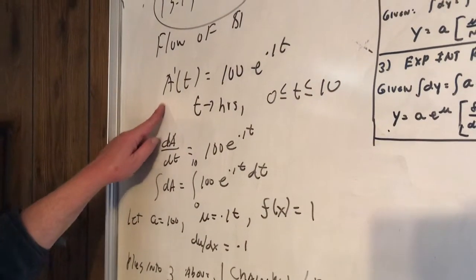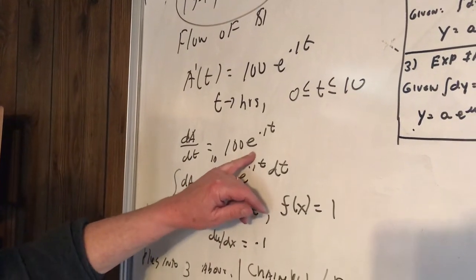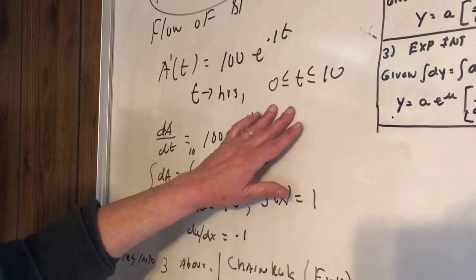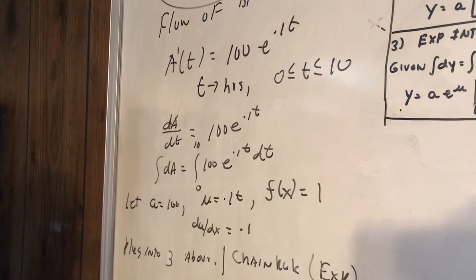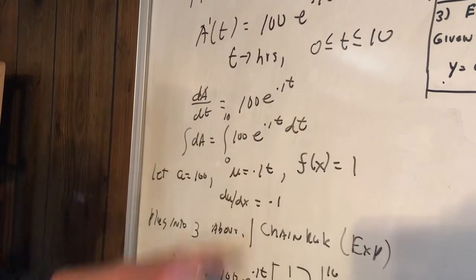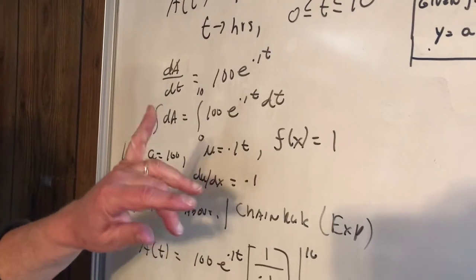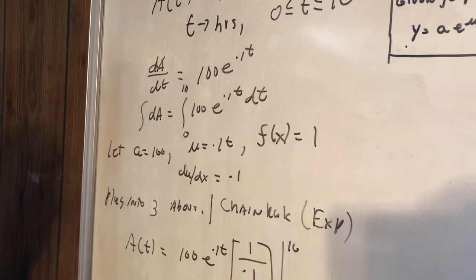A prime t, or dA/dt, is equal to 100 e to the 0.1 t. And I want to know t between 0 and 10 hours. What's going to happen 10 hours from now? So I use the integral from 0 to 10. Now the integral itself, it's just the exponential chain rule, number 3.